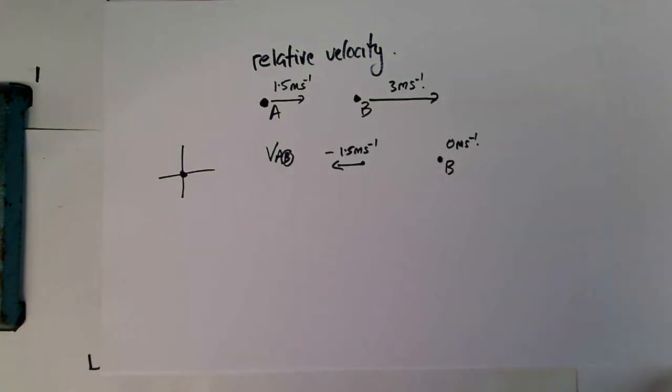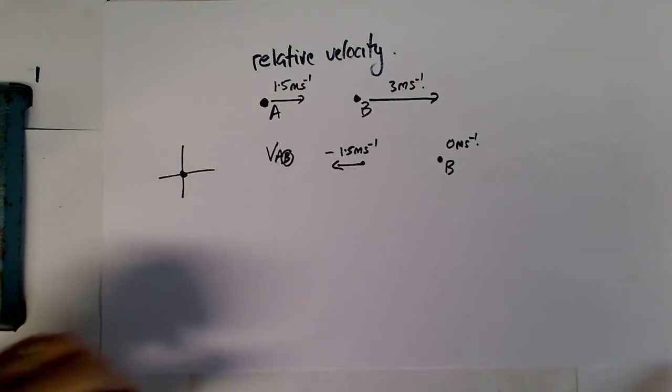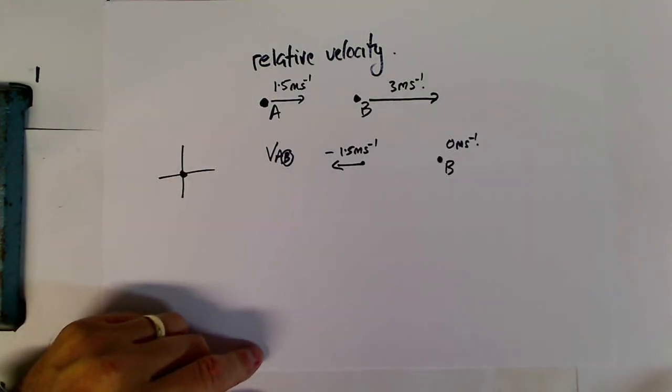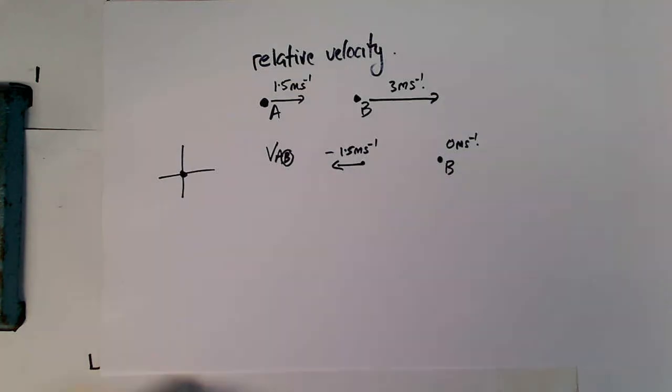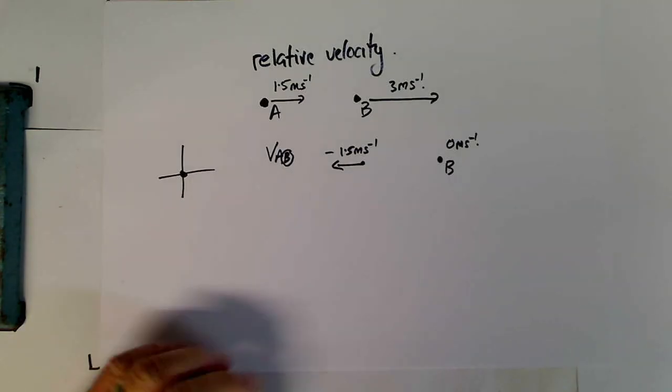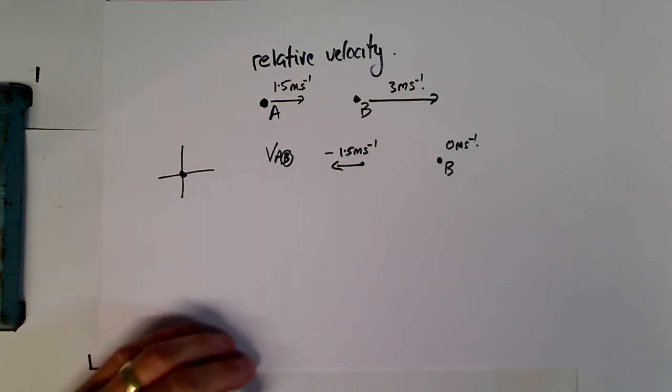This was in one dimension, but of course you can do it in 2 dimensions, just as easy. Just add the negative vector for the velocity you want to find things relative to, in this case B, to everything. That thing's velocity will then become 0, and you'll see what the velocities of everything else are relative to it. So that's a nice simple way of looking at it.